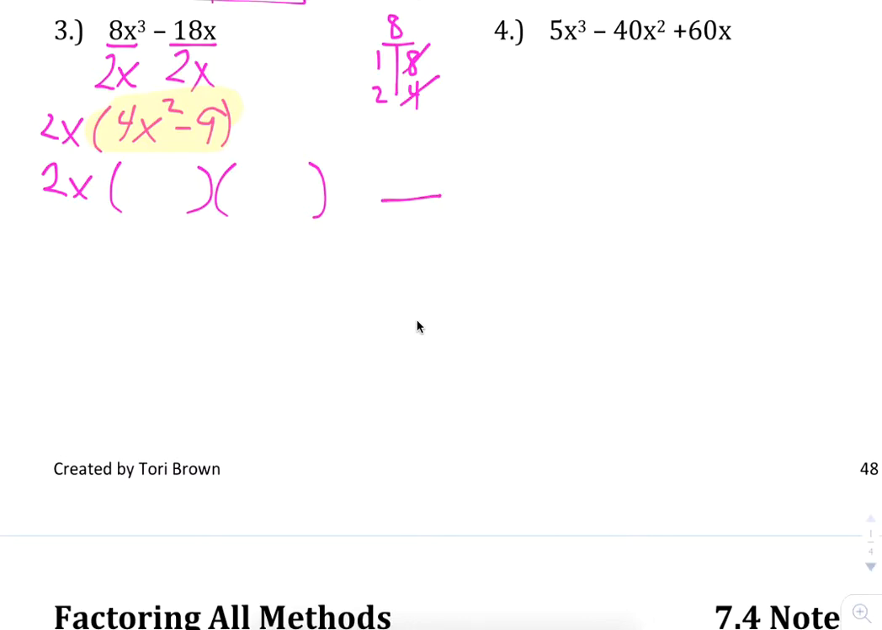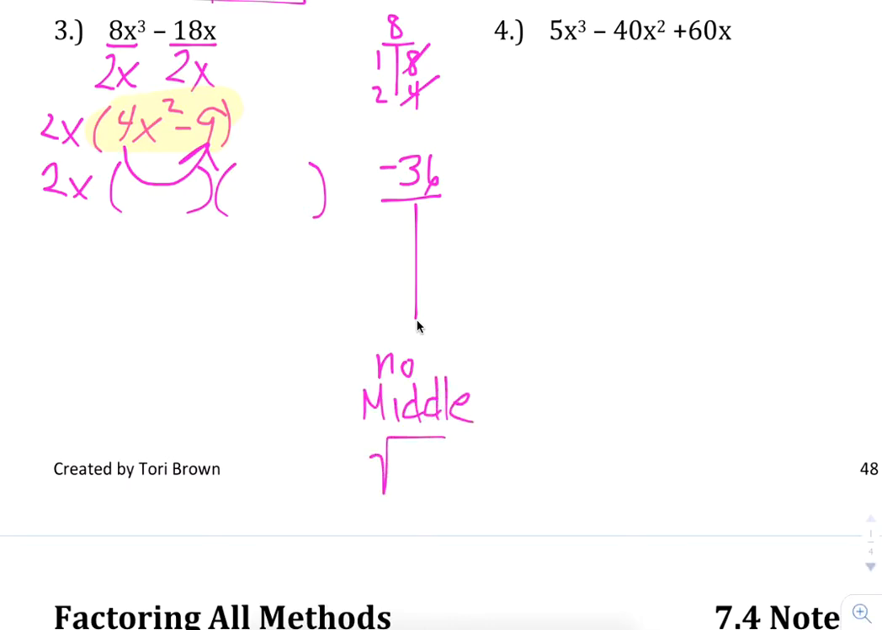I'm going to make my T-chart for the leftovers. Make sure you are not using negative 9. We need to multiply our first term, 4x squared, times our last term in the leftovers, negative 9, making negative 36. I'm going to make a small note. Give me just a second. Remember that when there is no middle number, we need to square root.